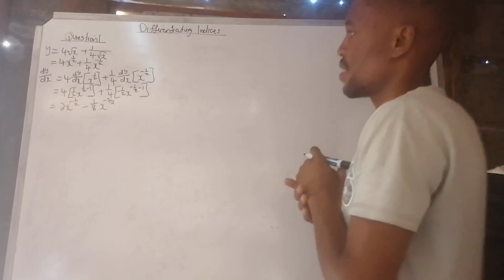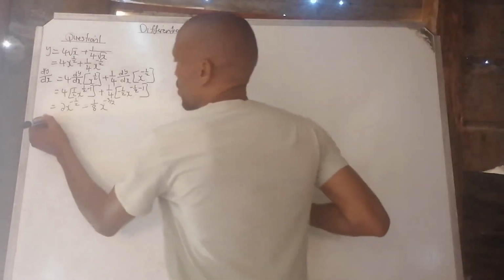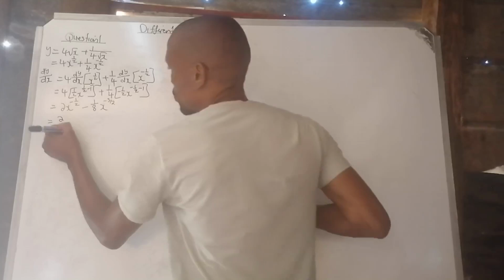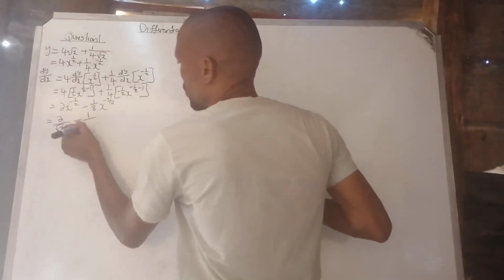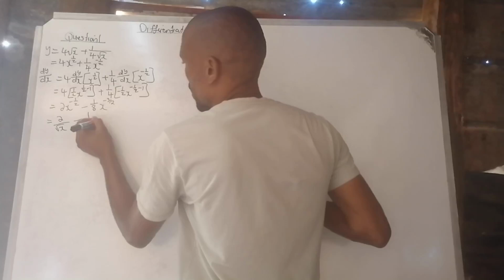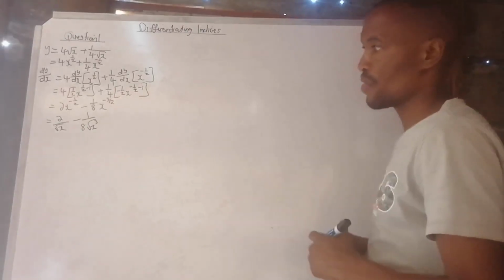Okay, and then from here, writing with positive exponents, you will find 2 divided by the root of x for this one, minus 1/8 the root of x cubed for negative 3/2. Very, very important that we understand this, and this will bring us to the end of the first part. I will see you in part 1, question 2.